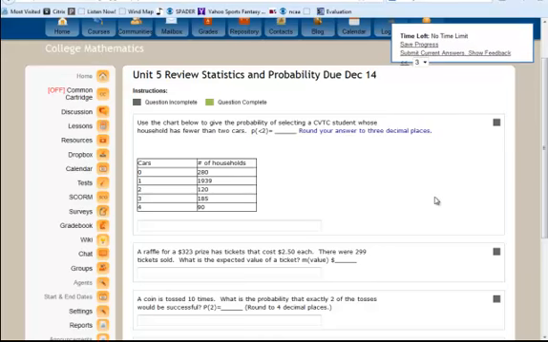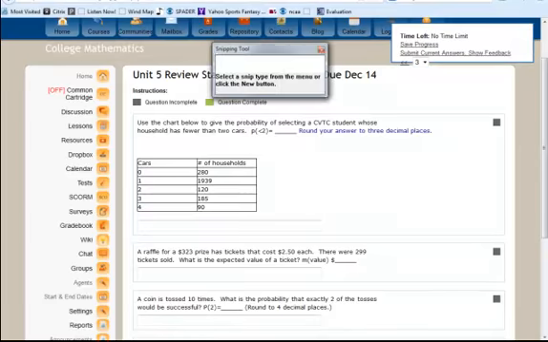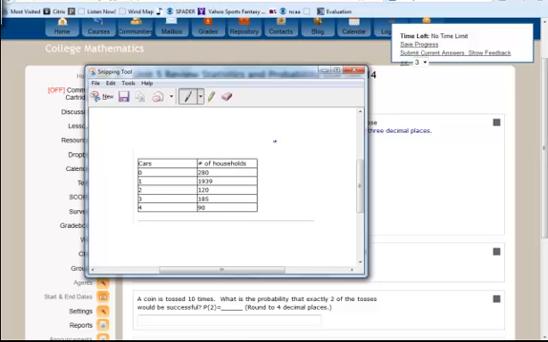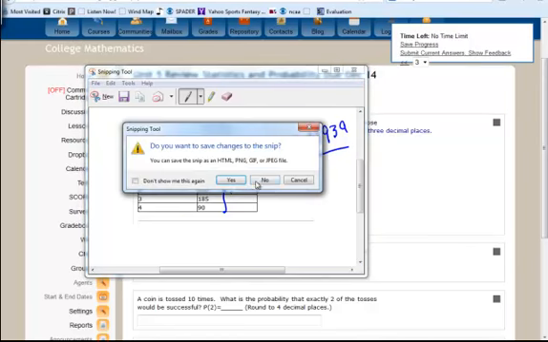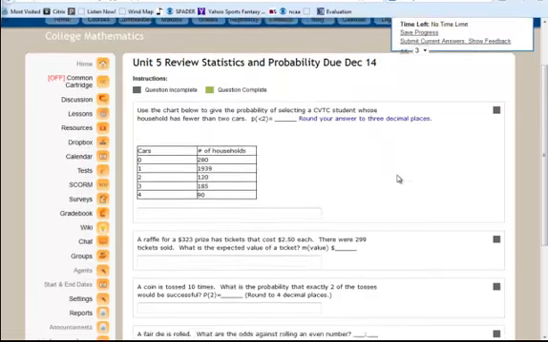Selecting a CVT student who has fewer than 2 cars. Okay, fewer than 2 is 280 plus 1939. That's the numerator. The denominator is all of the numbers added together. Whatever that number is will be the denominator. Next one.